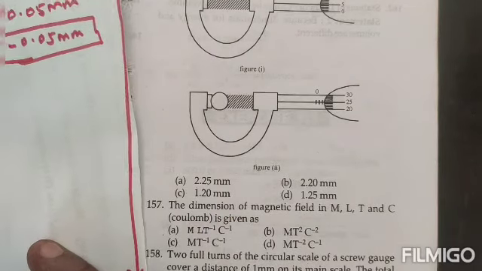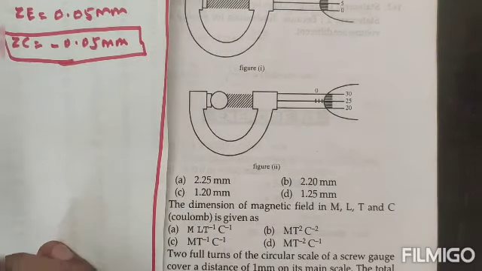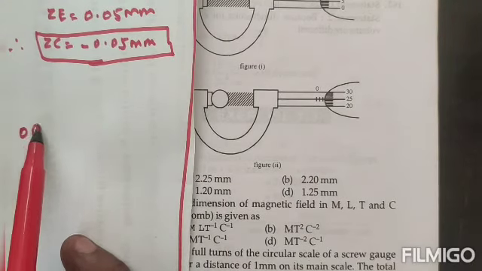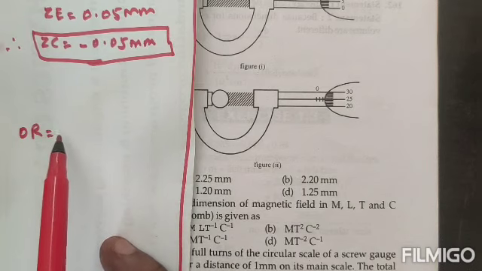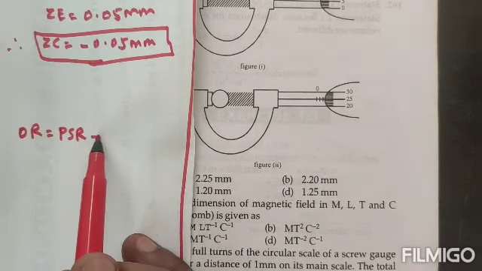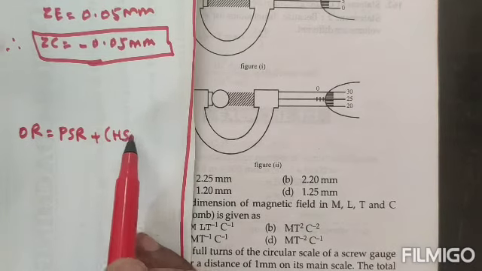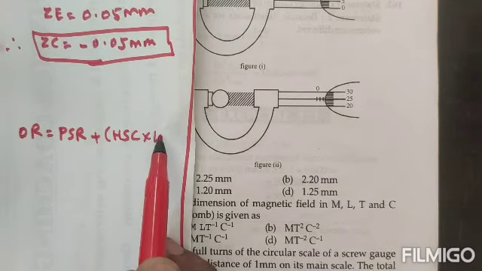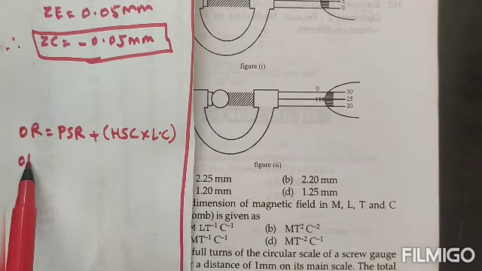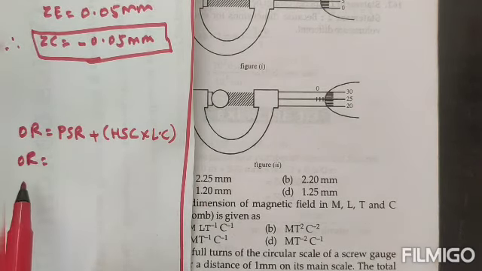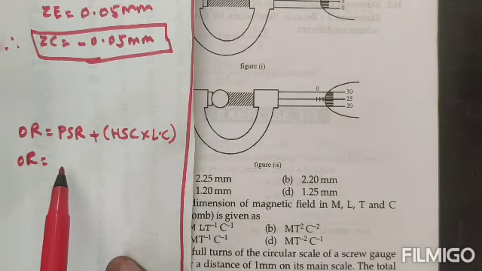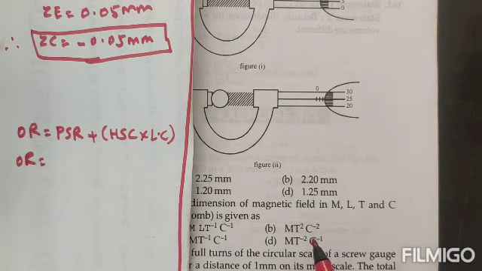So what is the formula? You know that observed reading is equal to pitch scale reading plus head scale coincident into least count. So this is already you know. Therefore observed reading, actually this observed reading is the diameter of the ball. Okay, so observe pitch scale reading. Pitch scale reading is how much?